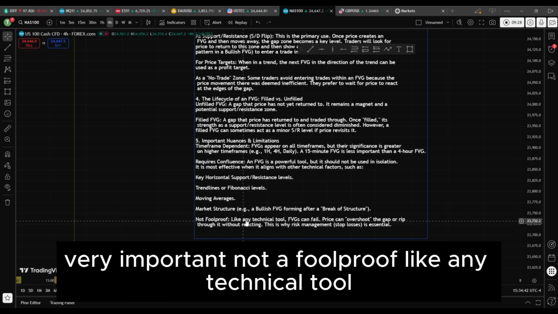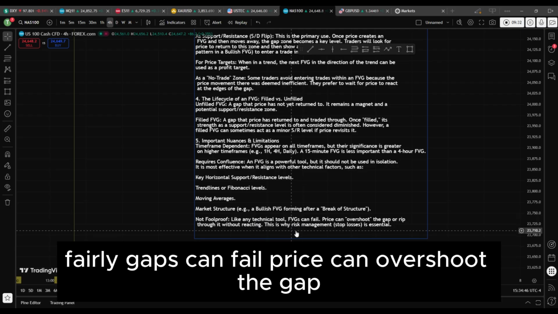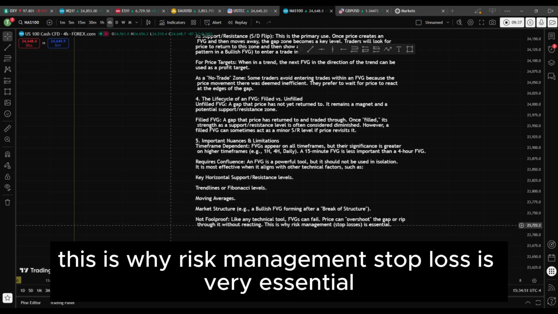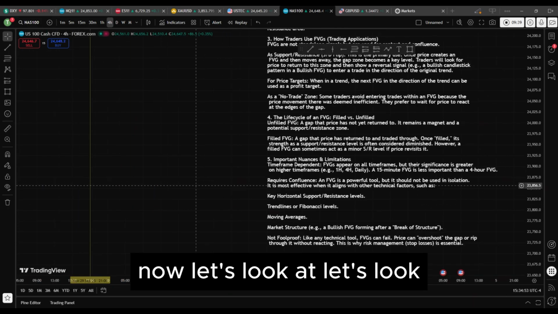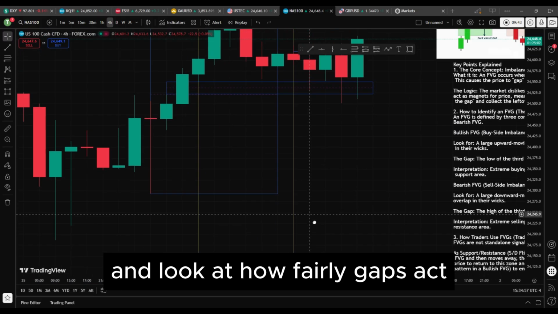Not foolproof, like an AI technical tool. All fair value gaps can fail; price can overshoot the gap or rip through it without reacting. This is why risk management and a stop loss are very essential. Now let's go into the charts and look at how fair value gaps act.